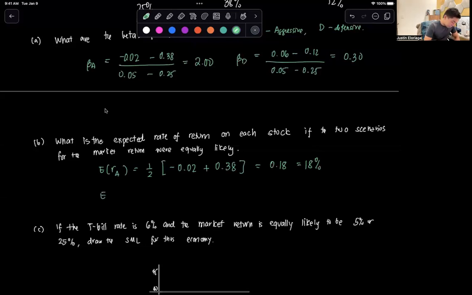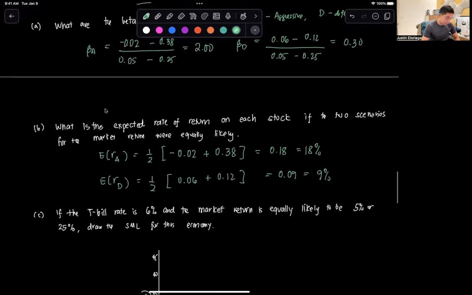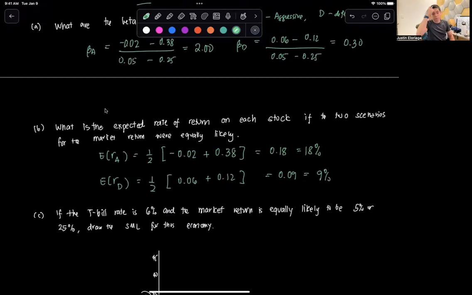So that's the expected rate of return on the aggressive stock. Meanwhile, the expected rate of return on the defensive stock is computed similarly, except we use the rate of return on the defensive stock, which is 6% and 12%. So we have here 0.09 or 9%. So that's the rate of return on the defensive stock. So not too many complications. Again, we're able to do this because the scenarios are equally likely.